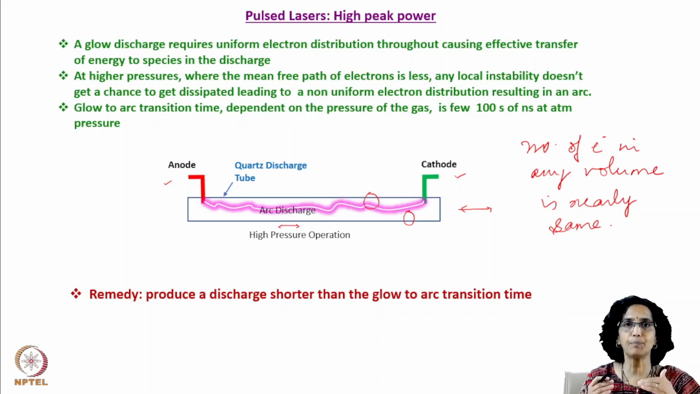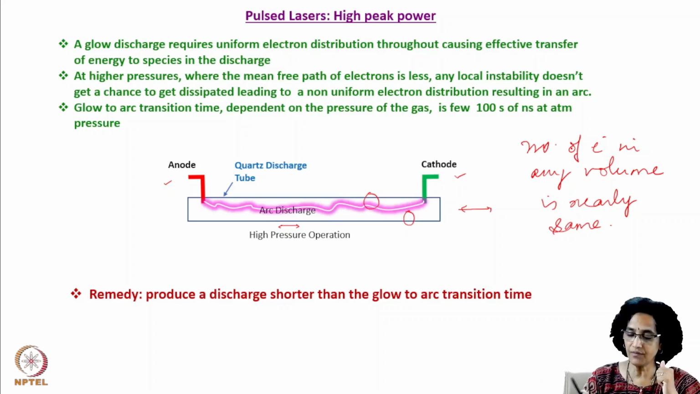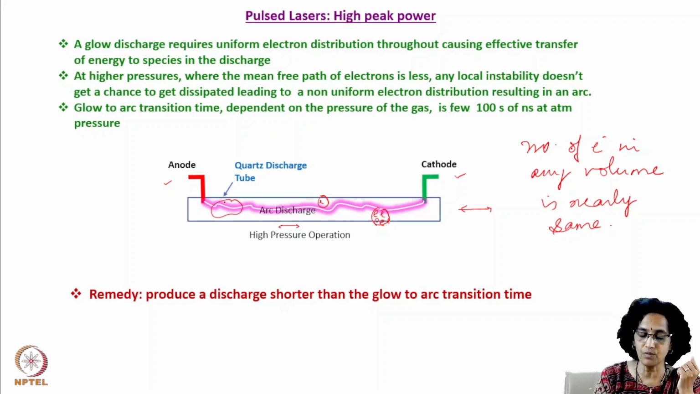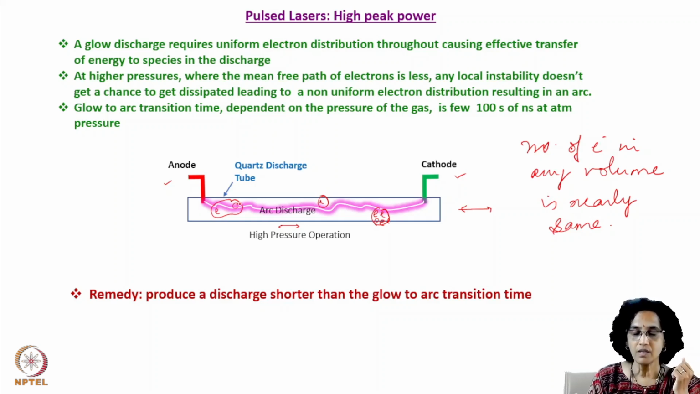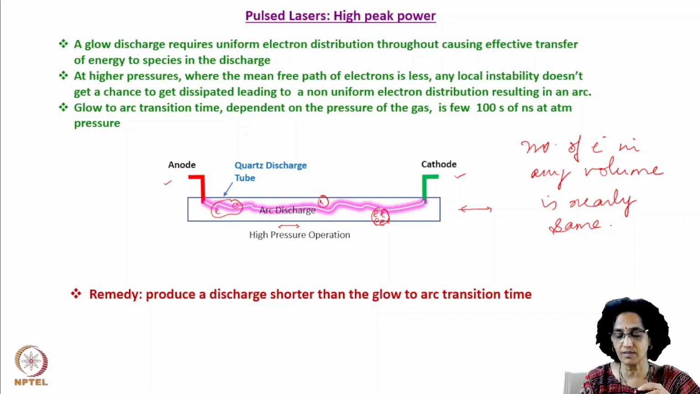But as the pressure increases, we have stray electrons everywhere. Now, the number of these stray charges in any given volume may not be equal. There can be more electrons here, whereas in this volume you have few, and in this volume you have even fewer. So the number of stray electrons need not be equal in the discharge volume. These are called instabilities.